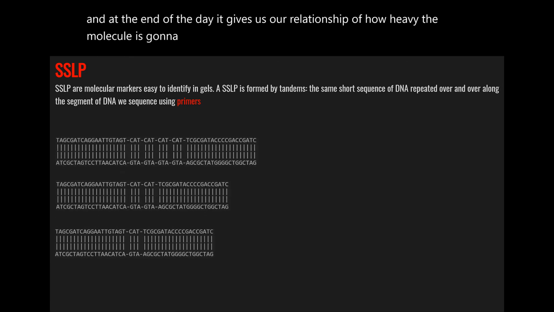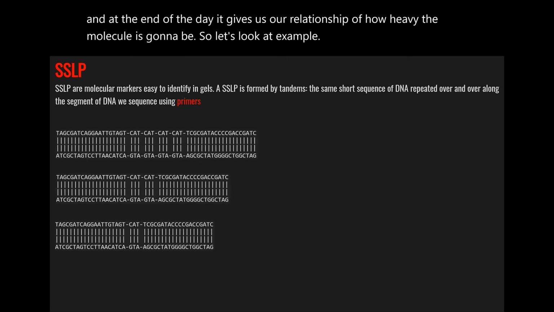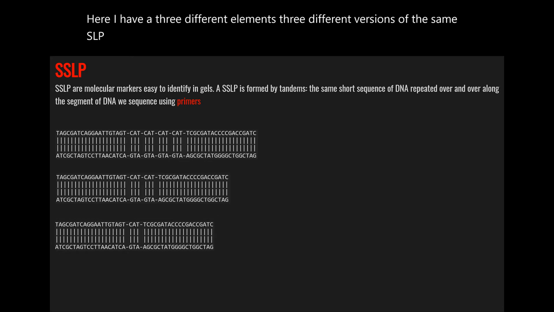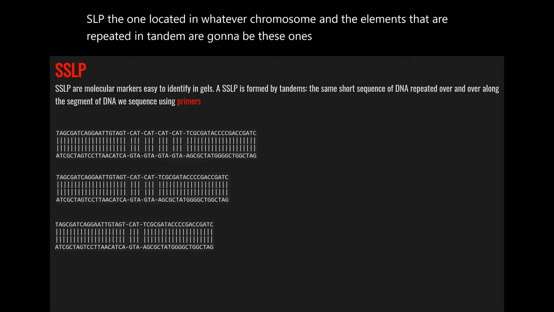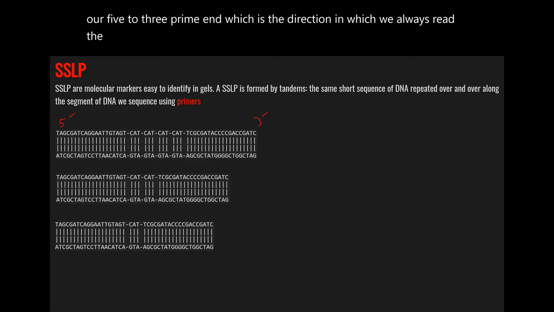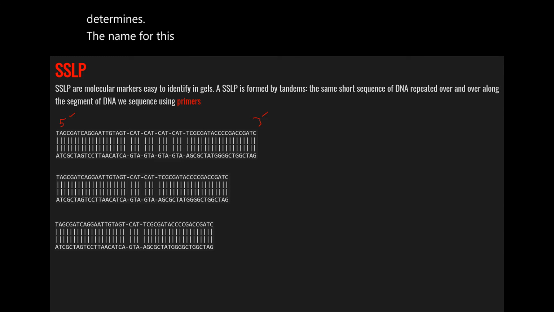So let's look at an example. Here I have three different elements, three different versions of the same SSLP, the one located in whatever chromosome. And the elements that are repeated in tandem are going to be these ones, the series CAT. Here we have our 5' to 3' end, which is the direction in which we always read the genetic material, and the number of copies is what determines the name for this particular allele.